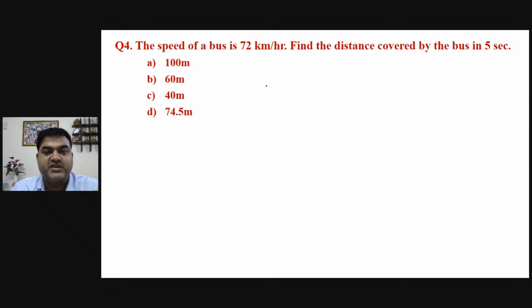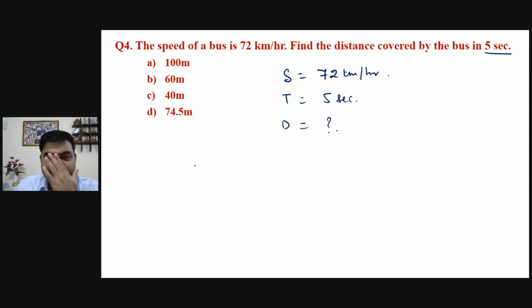If the speed of a bus is, what is speed? Speed is given as 72 kilometer per hour. Find the distance covered by the bus in 5 seconds. Time is given as 5 seconds, and they are asking again to find the distance. Distance is equal to, we know distance is equal to speed into time, isn't it? Speed into time. In the last sum also we have done speed into time. Now speed, look at the options are all in meter, right? The distance is given in meter.